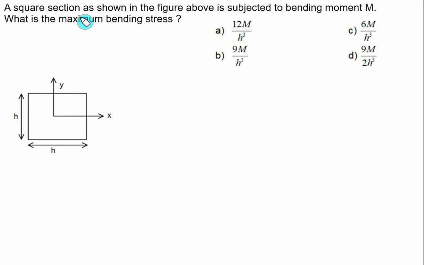A square section as shown in the figure above is subjected to bending moment M. What is the maximum bending stress? We have to find out. The bending moment M is not shown, so let's assume here this is a sagging case.